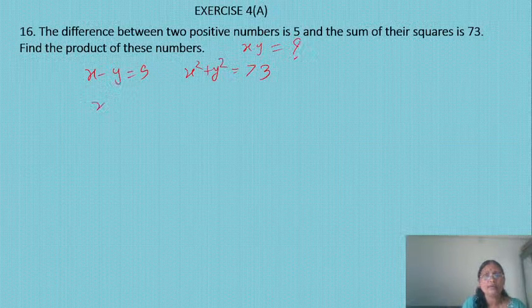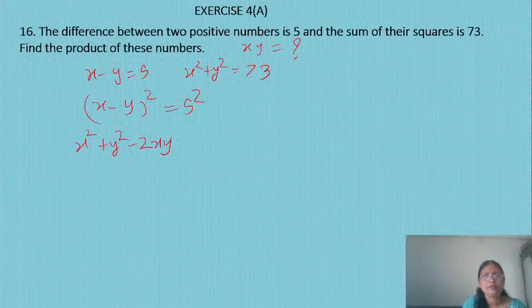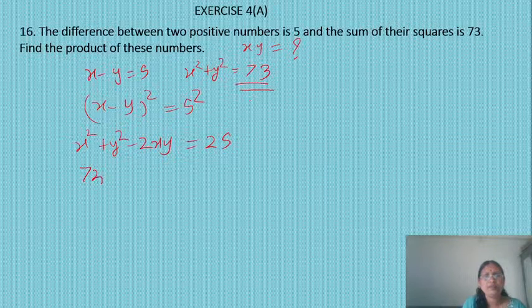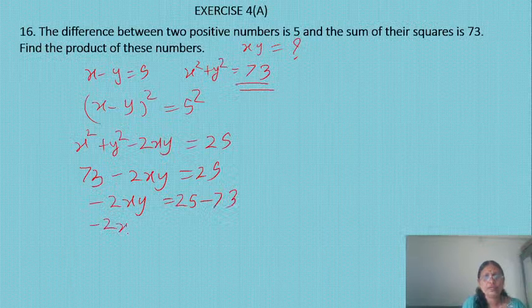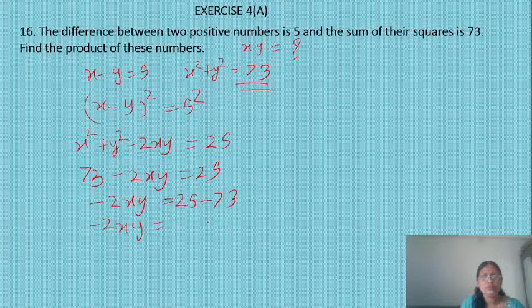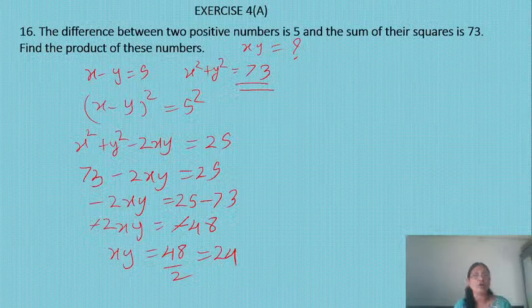So let us start. x minus y the whole square is equal to 5 square, which expands to x square plus y square minus 2xy. 5 square is 25. x square plus y square, the value is 73. So 73 minus 2xy is equal to 25. So we get minus 2xy is equal to 25 minus 73. What is 25 minus 73? So you get minus 2xy is equal to minus 48. The minus gets cancelled, and xy is equal to 48 divided by 2, which is 24. So this is how we get the product of these numbers as 24.